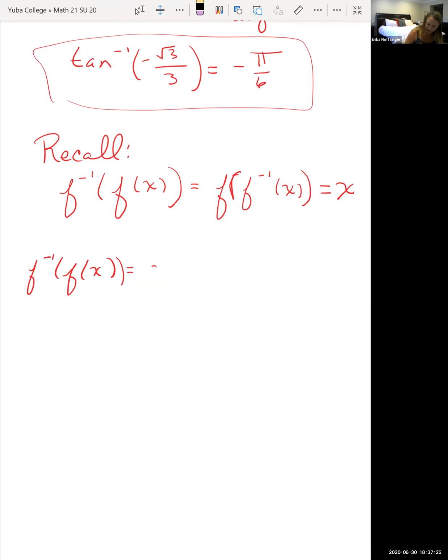Where if we looked at it in the opposite direction, f of f inverse of x, so sine of sine inverse of x. Okay, so the inner function, sine inverse of x, our x values are between negative 1 and 1. So negative 1 is less than or equal to x is less than or equal to 1.